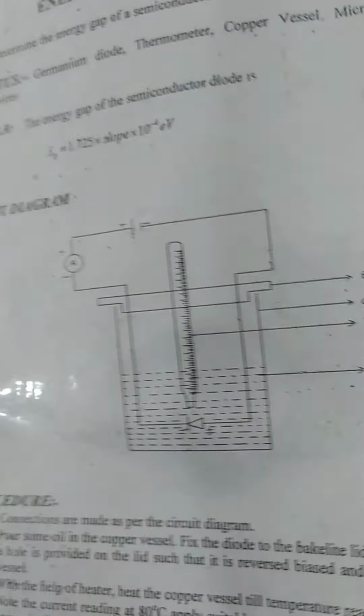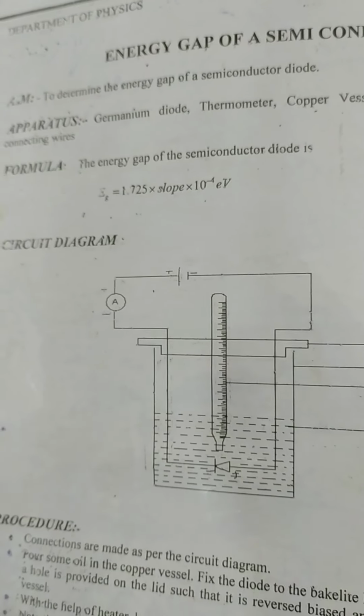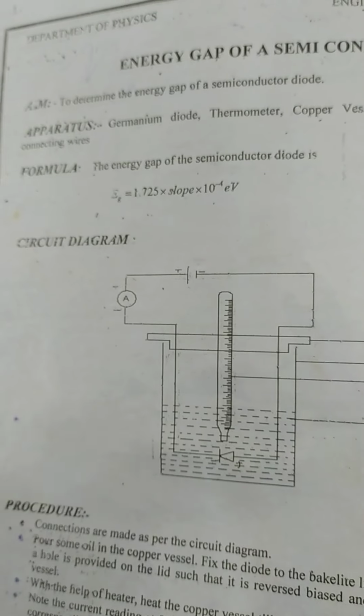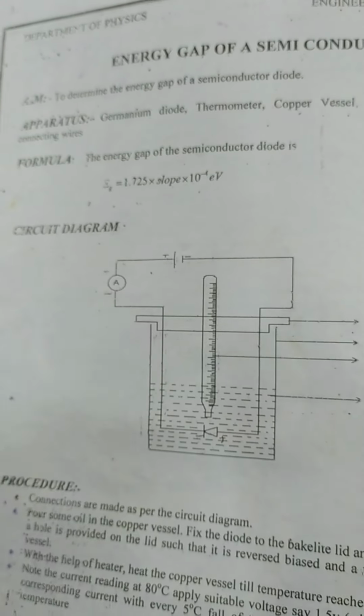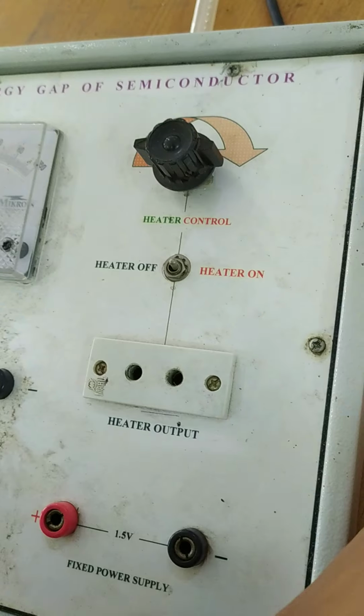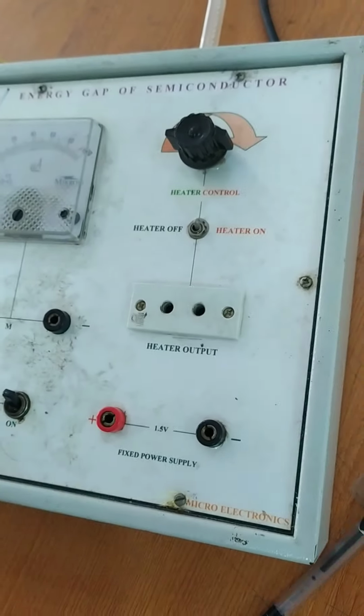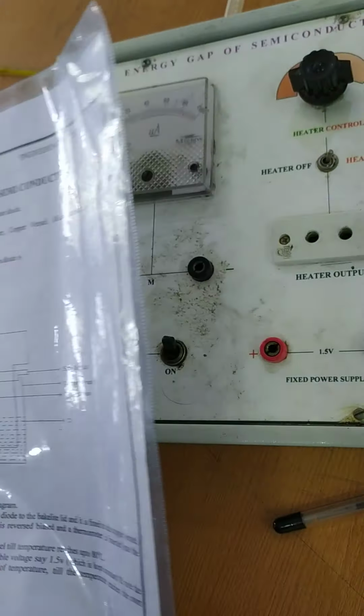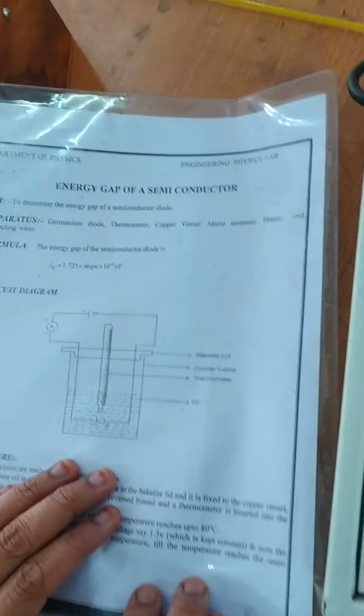First I will show you the connections and we'll start the experiment, I will show you how to take the readings, and then we are going to plot the graph. I will show you how to plot the graph also. First I am going to connect it. You can see the circuit here. The circuit is like this.